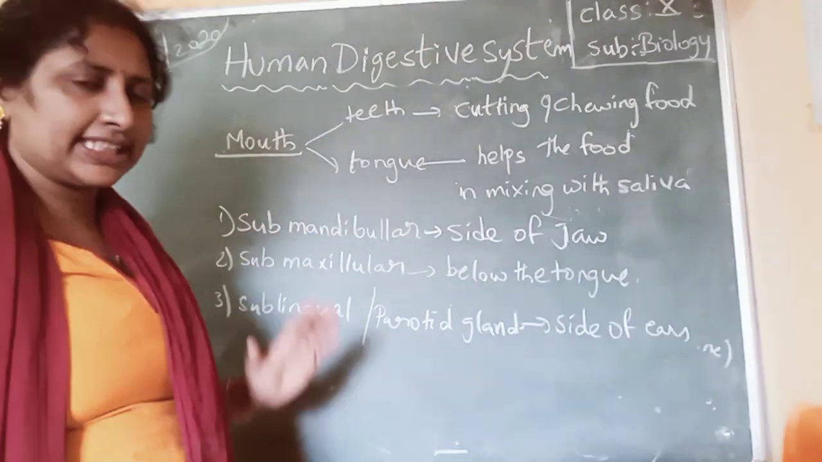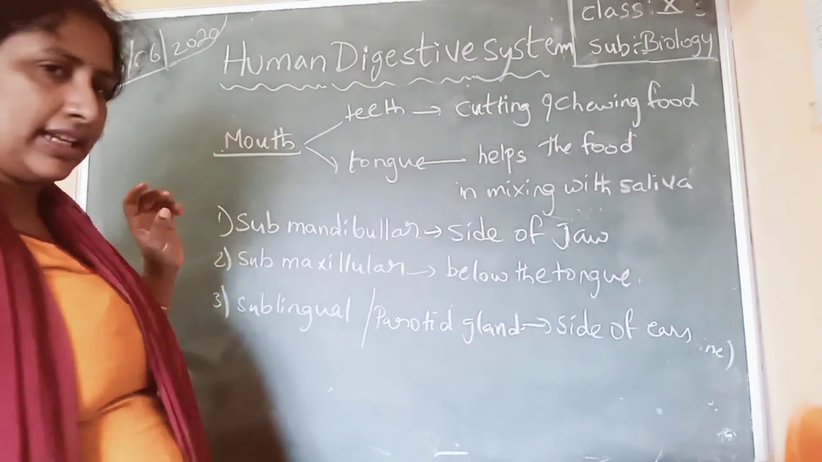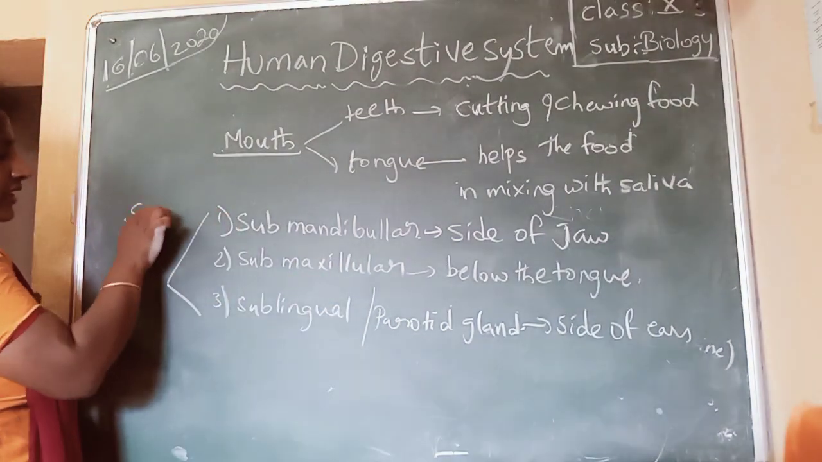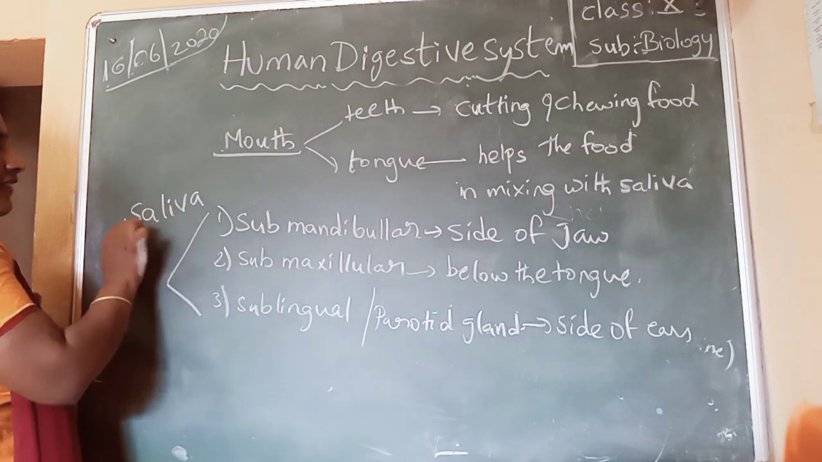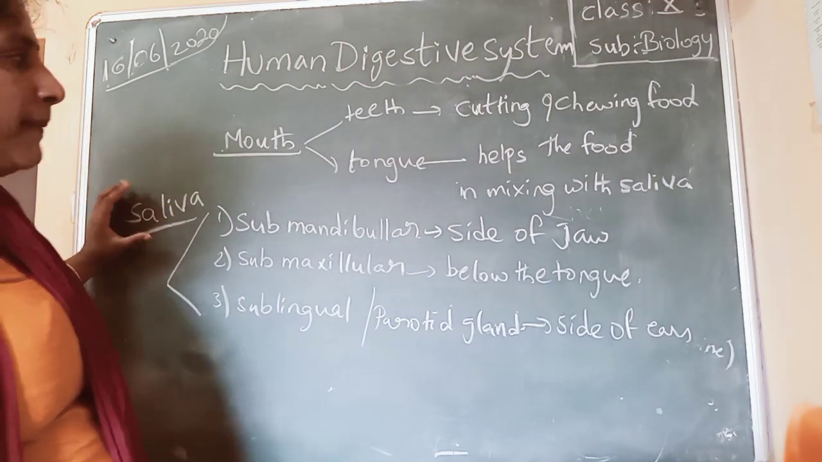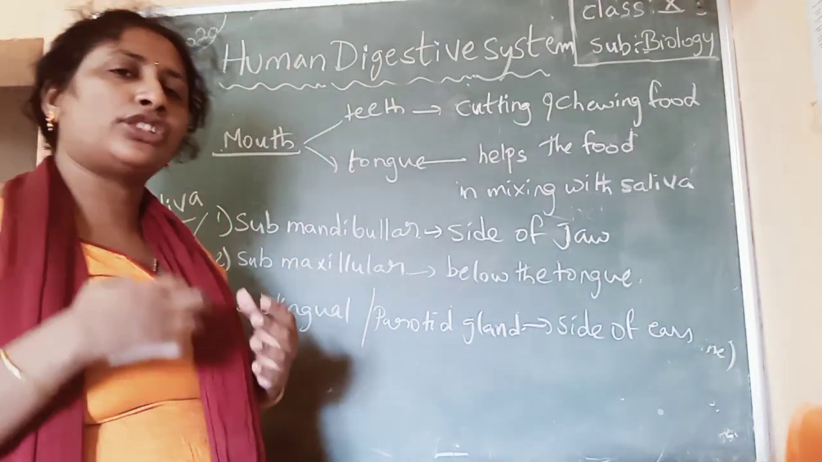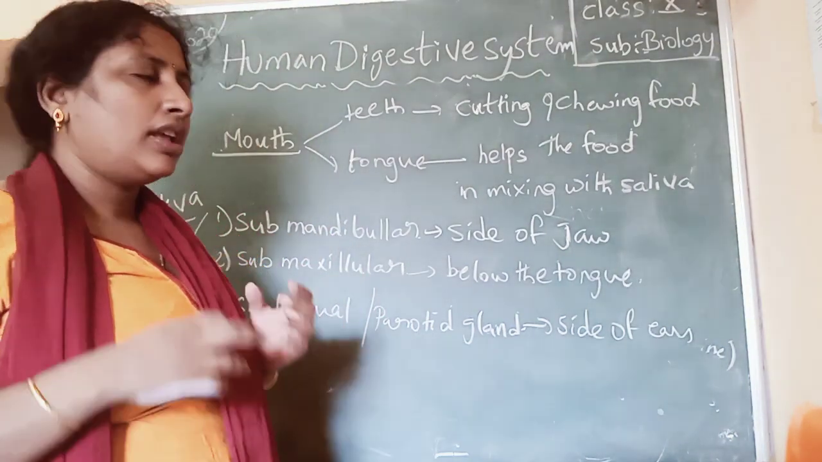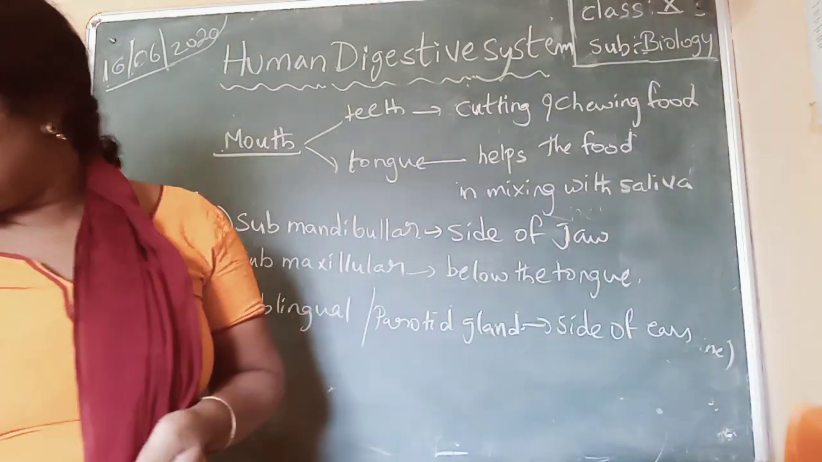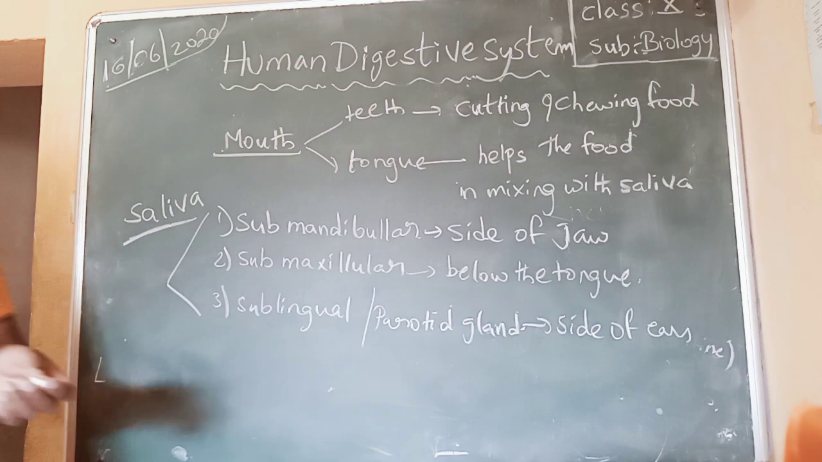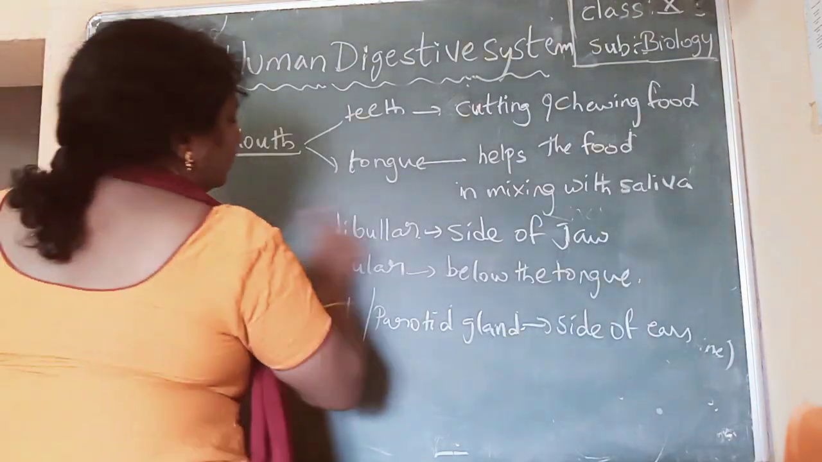So what do these 3 glands do? The salivary glands secrete saliva. Saliva mixes with the food present in the mouth and makes it soft and slippery. One more important thing is that saliva contains some enzymes.